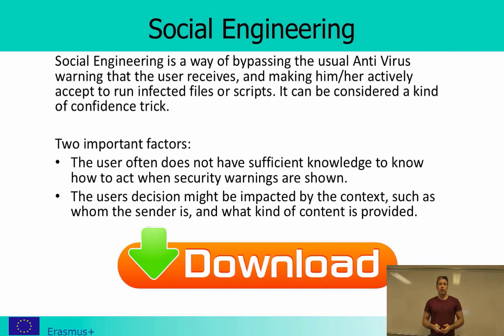Social engineering is all about tricking the user to do something actively. For example, actively accepting to run infected files or scripts. It's a kind of confidence trick where you try to gain the confidence of the user and then trick him into doing something. I think there are two important factors to mention here. One is that the user often doesn't have enough knowledge to know how to act when he sees a security warning. And secondly, the user's decision might be impacted by the context, such as who is the sender, what kind of content is provided, and how personal it is.